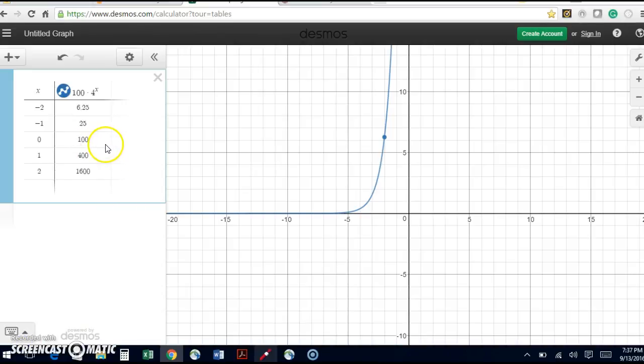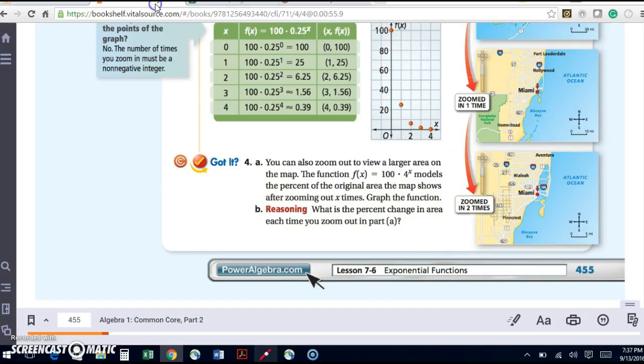Therefore, my percent change, since I am multiplying by 100, will be 300. So the percent change would be 300%. I hope that this helps.